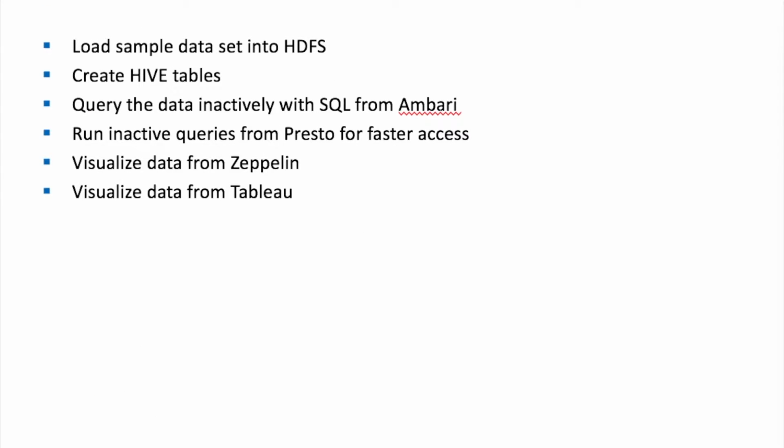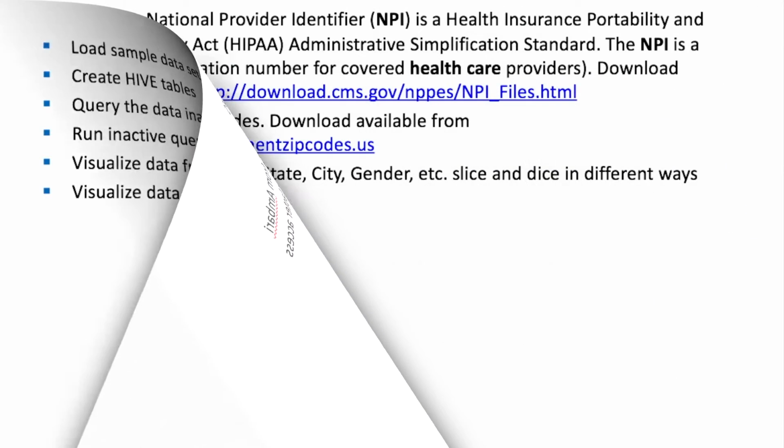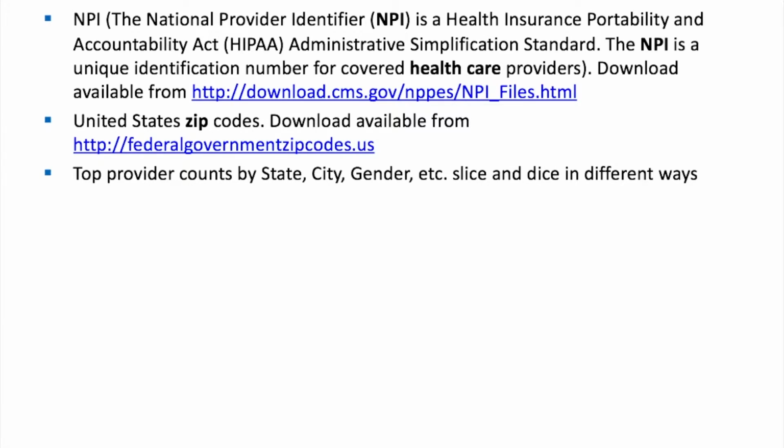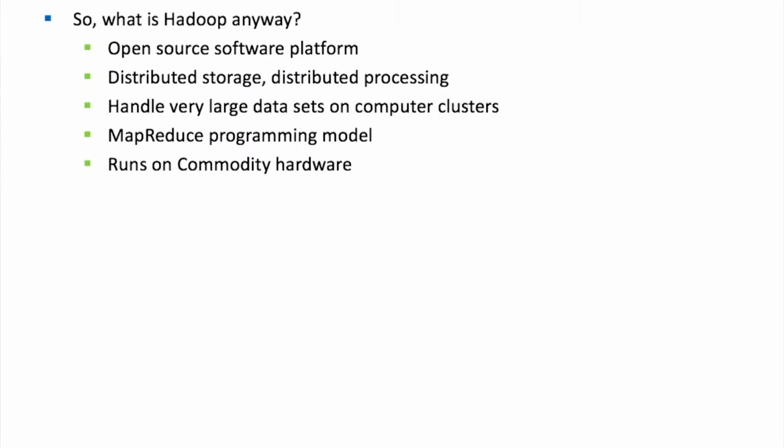Here's a brief summary of the project. I will start copying data files to HDFS, then create HIVE tables and run queries from Ambari. I will also demonstrate running queries from Presto and finally visualize the data from Zeppelin and Tableau. I will be using NPI data and US zip codes as sample data sets. Those data files will be copied into HDFS and reports will be created for visualization.